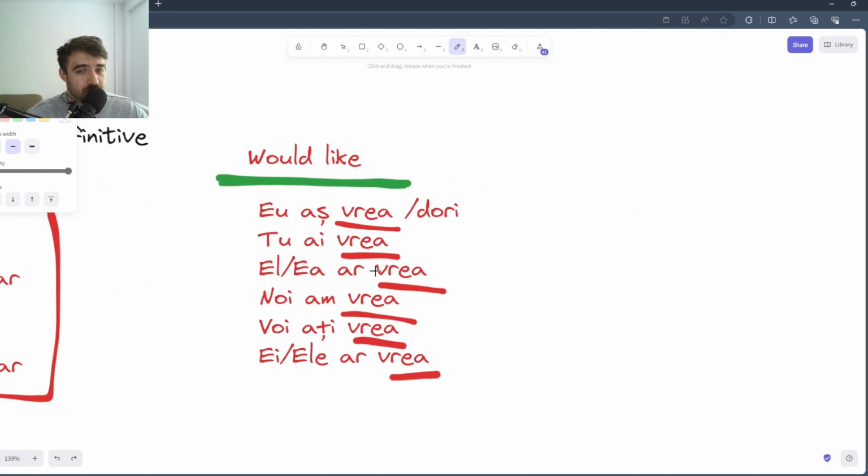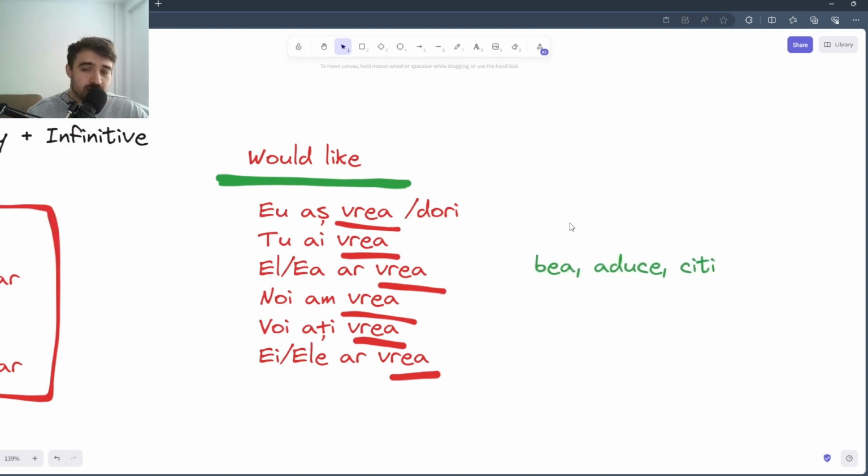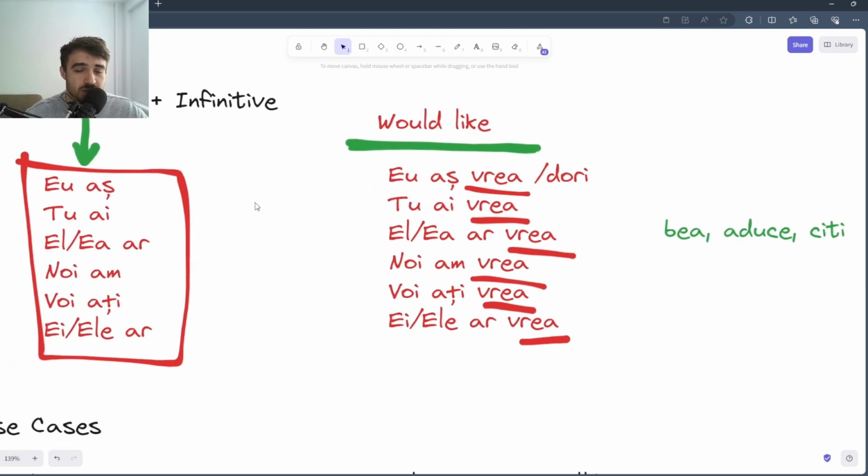That's probably more of a special verb, but it literally goes the same with whichever verb you want. So if you have a bea, aduce, citi, it doesn't really matter. The infinitive will never change. There are not any irregularities with the conditional, so you are actually safe to go.